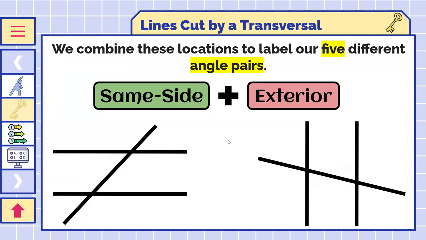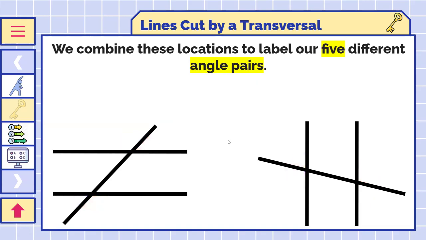So same side exterior, again, they're going to be on the same side of this line, but on the outside now. So it could be here and here, or here and here. Same thing here. It could be on the tops or on the bottoms. Same side exterior.